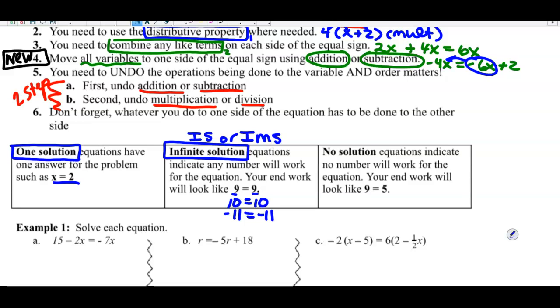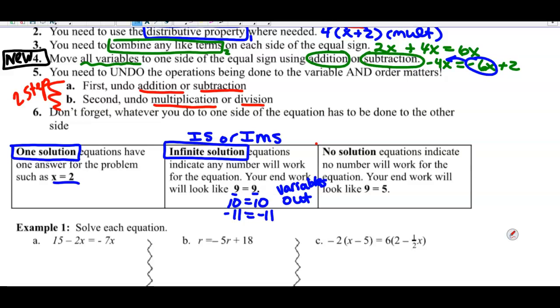And this is what it looks like. It's when your variables cancel, and I like to write that. Variables cancel out. So they basically go away and you're left with two numbers. And if they equal each other, it's infinite.